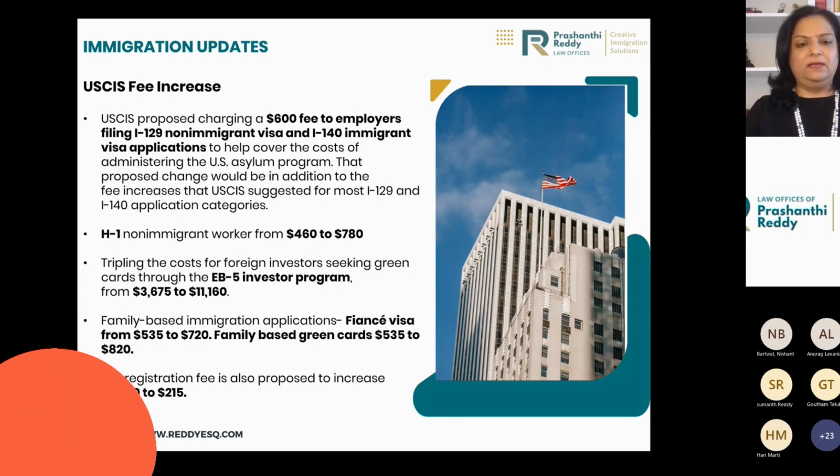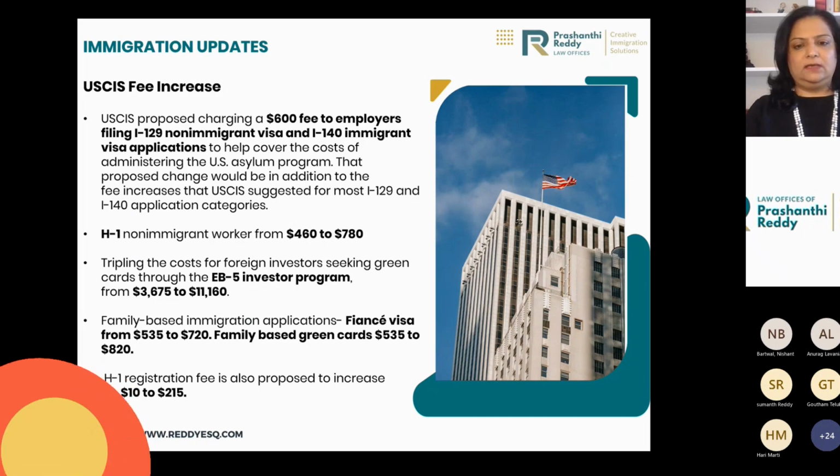The family-based immigration applications also were not spared. We have a proposal to increase the fee for family-based cases also. This is when you're filing for a green card, say for your spouse, for your parents, children, etc. And that is increasing from $535, which is presently the I-130 fee, to $820. So that's the I-130 application fee. In addition to that, there is also a proposal to increase the H1-B registration fee. We know it's presently $10, and the proposal is to increase it to $215.